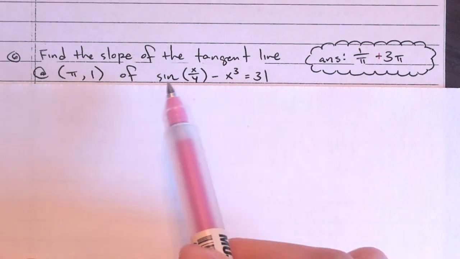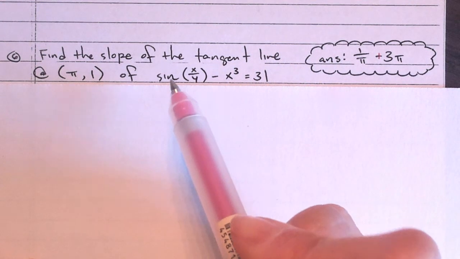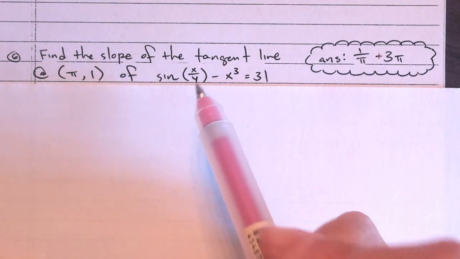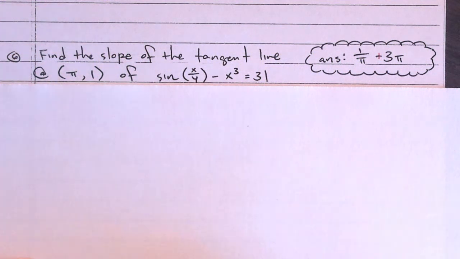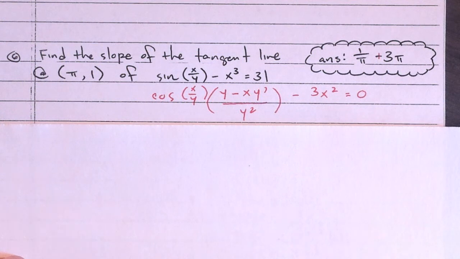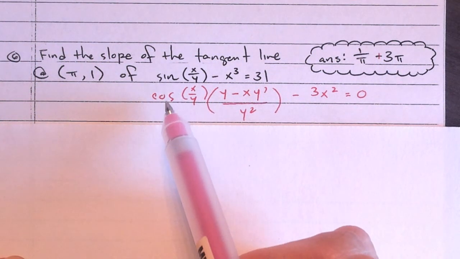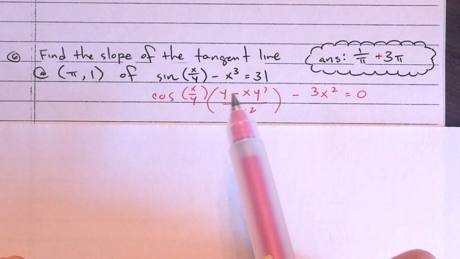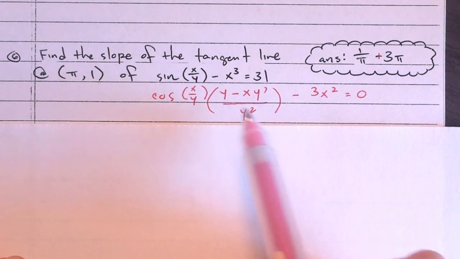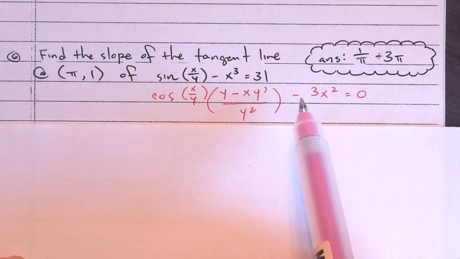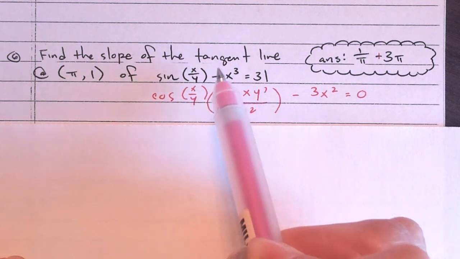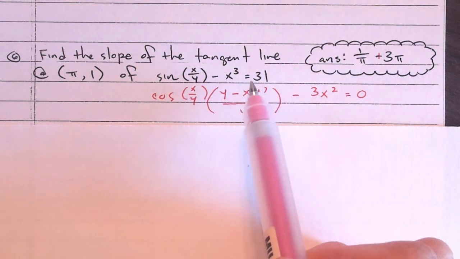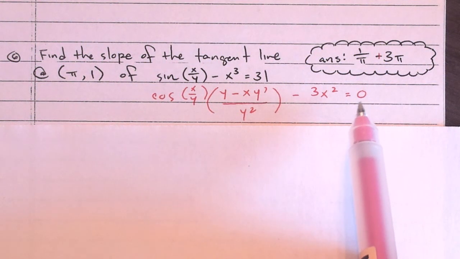Okay, so let's start with taking the derivative. What is the derivative of sine? Cosine of x over y times the derivative of the box. So here's our first step. The derivative of sine is cosine times the derivative of x over y, which is low d high less high d low, over the denominator squared below, minus, right here there's a minus, the derivative of x cubed, which is just 3x squared, equals the derivative of 31, which is a constant, is 0.